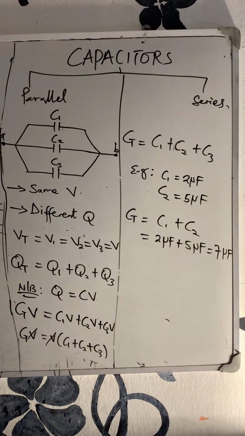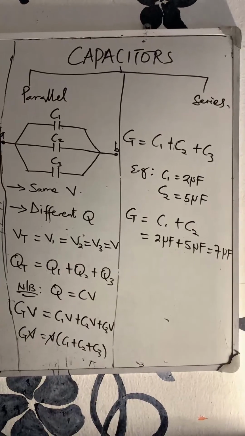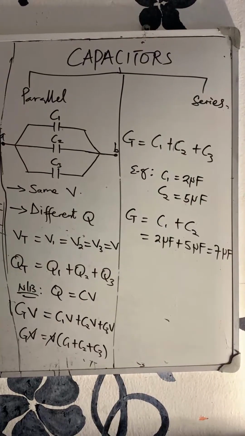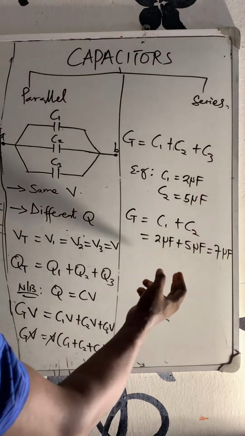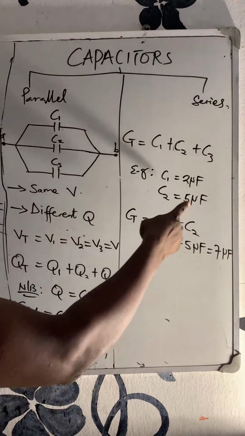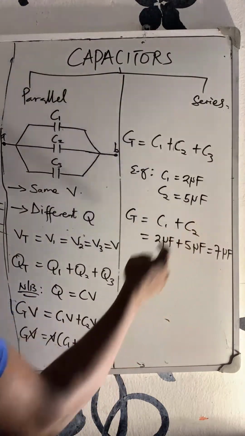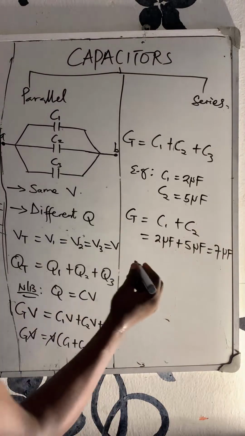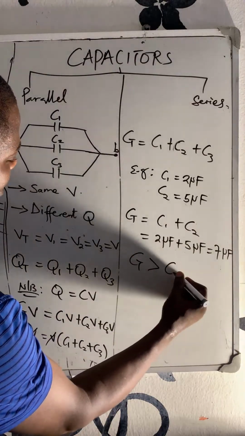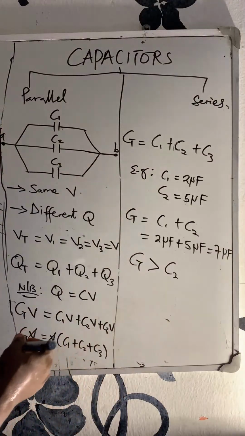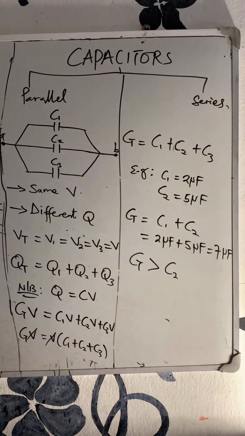Now, if you are to compare the total capacitance to the individual capacitors, you can deduce that the total capacitance is larger than the largest capacitor. What is the largest here? 5. 7 is larger than 5. So CT is greater than C2, which is the largest capacitor. So there's no need of comparing it again to C1, which is even less than C2.